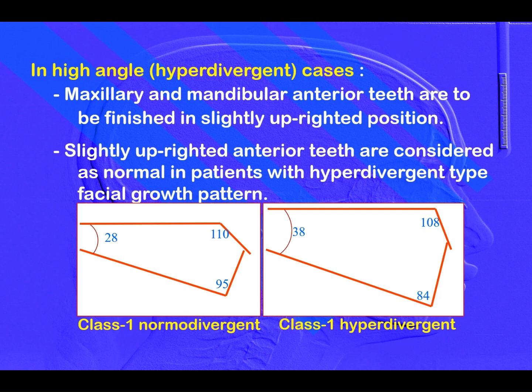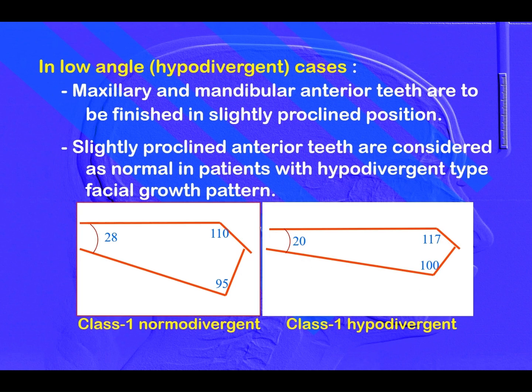of the incisors upright. In low-angle or hypodivergent type facial growth pattern cases, maxillary and mandibular anterior teeth are finished in a slightly proclined position. Slightly proclined anterior teeth are considered normal in patients with hypodivergent type facial growth patterns. Thus, the use of any pre-adjusted edgewise appliance for the correction of malocclusions in individuals with these facial growth patterns may prevent them from achieving their objectives.